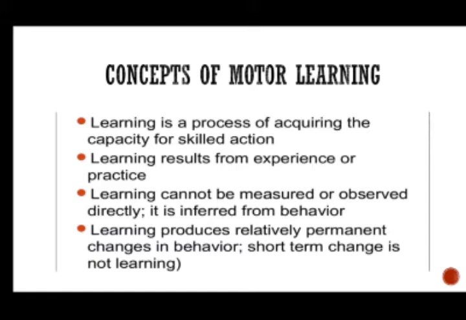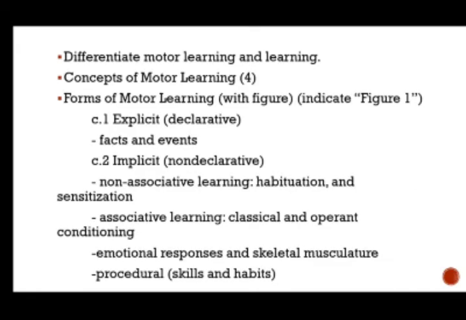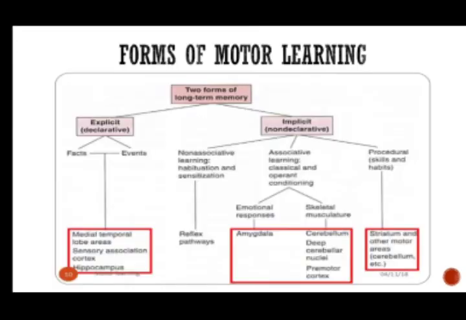So let's proceed to forms of motor learning. There are two forms of motor learning, which are two forms of long-term memory: the explicit and implicit. Explicit is declarative, implicit is non-declarative. So the explicit involves facts and events. There are medial temporal lobe areas, sensory association cortex, hippocampus.